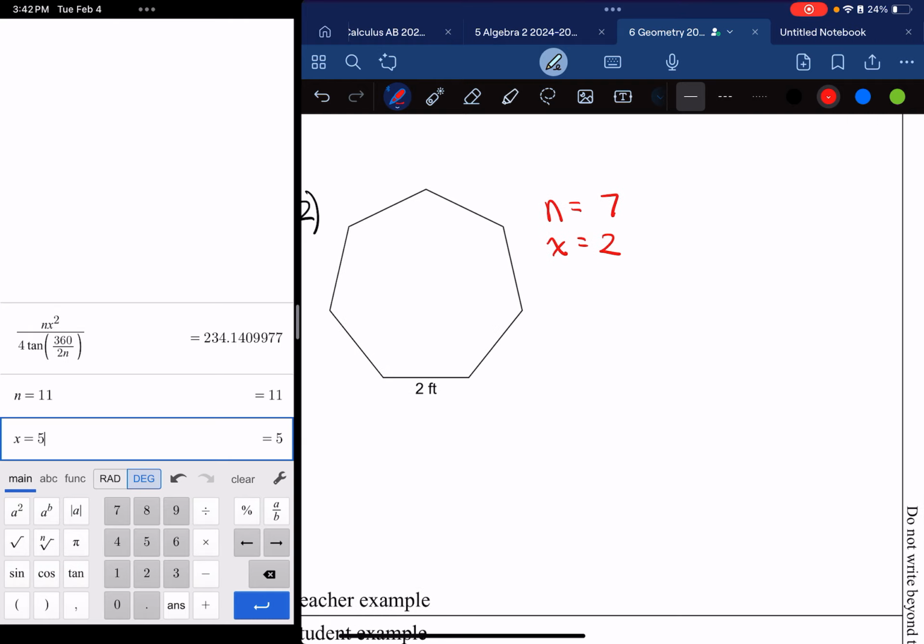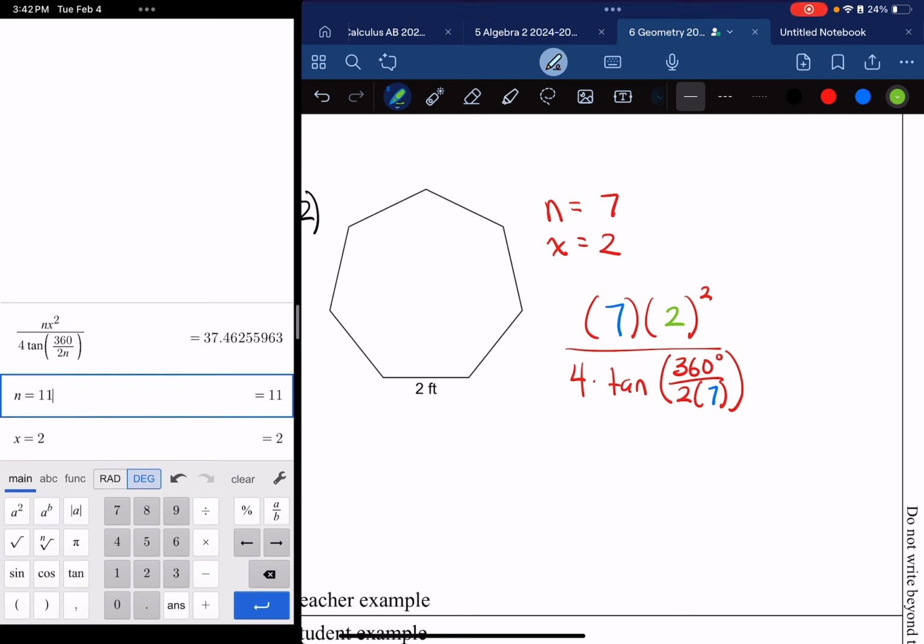I can say, okay, my formula is going to be n x squared, all divided by 4 times tangent of 360 degrees divided by 2 times n. So n in this case is 7 and 7, and x is going to be 2, and I can type that in here. x is 2, n is 7, and I get my answer. This is going to be approximately 14.5.